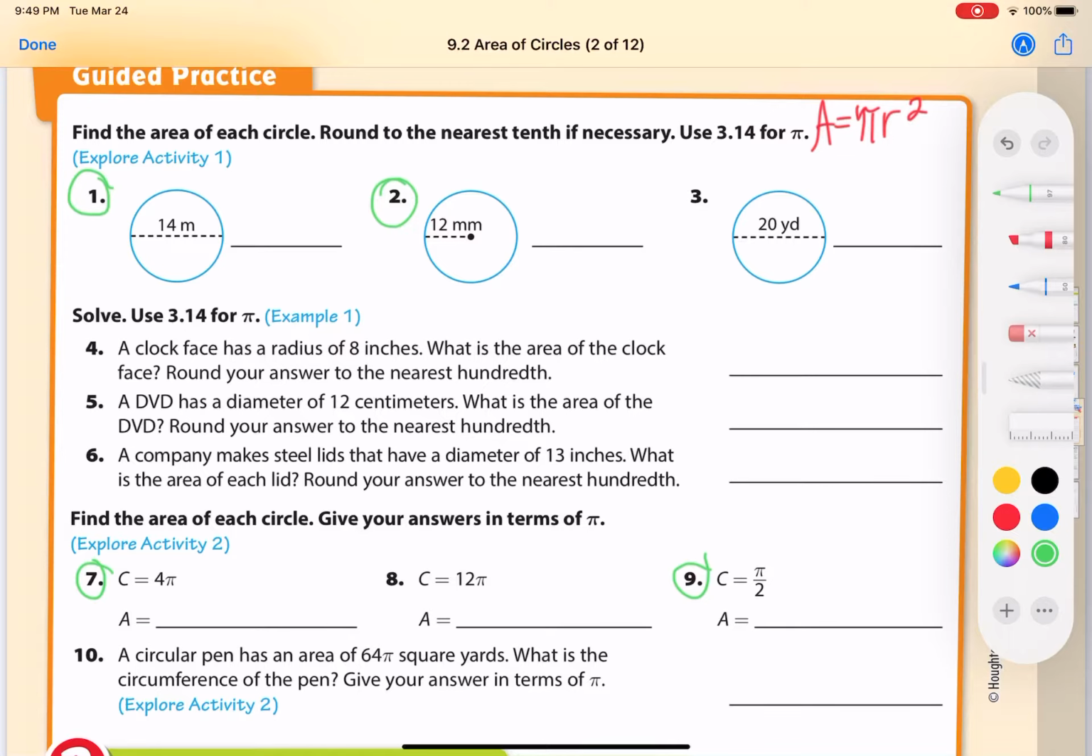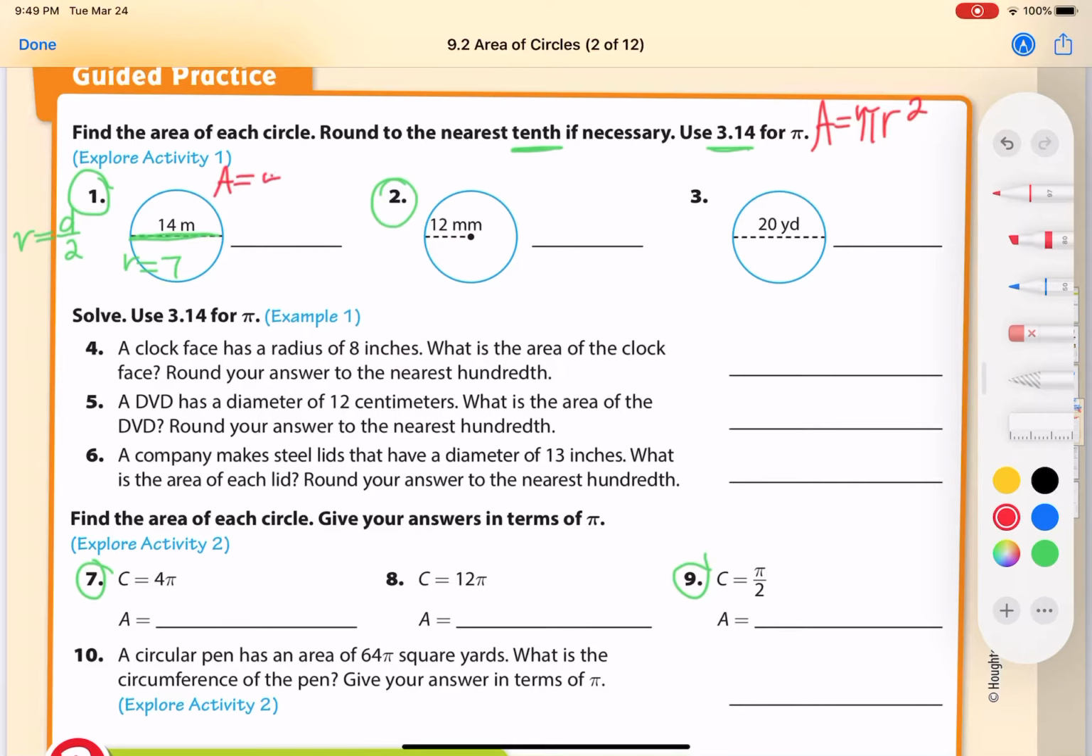The directions say find the area of each circle, round to the nearest tenth if necessary, and we're going to use 3.14 for pi. In number 1, we are given 14 meters, which is the diameter, not the radius, but we need the radius for our formula. So we know that the radius is half of the diameter, so we're going to divide 14 by 2, which is 7. So r equals 7.